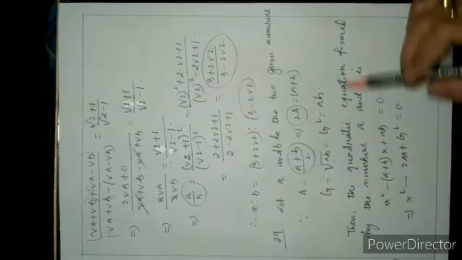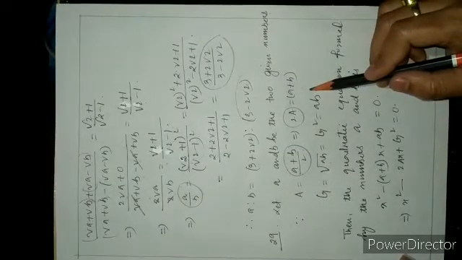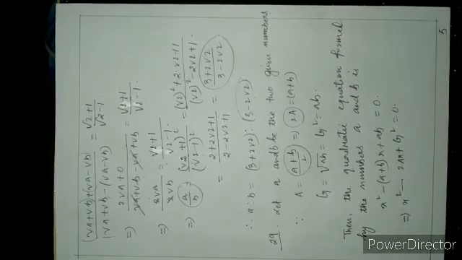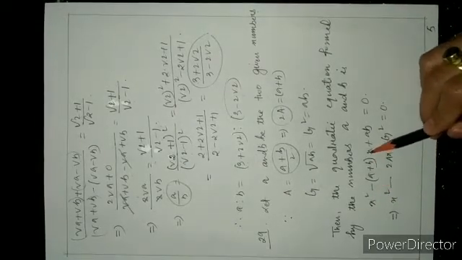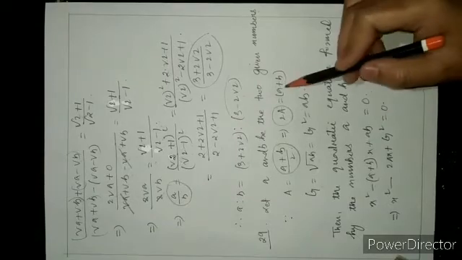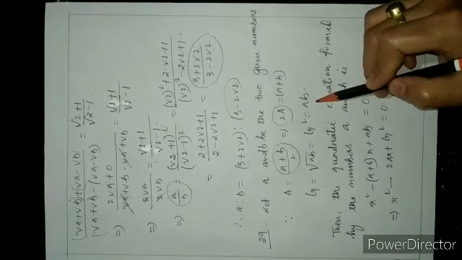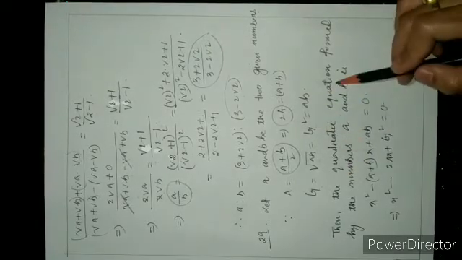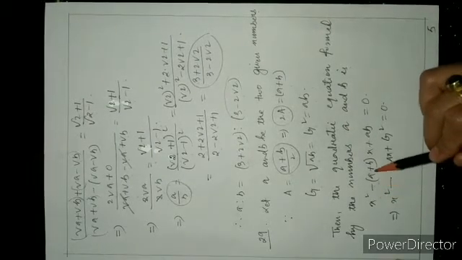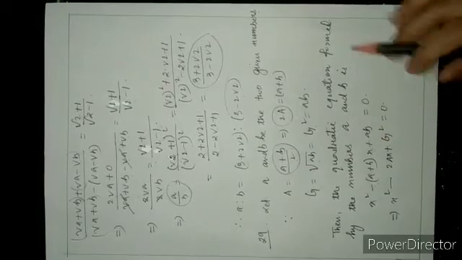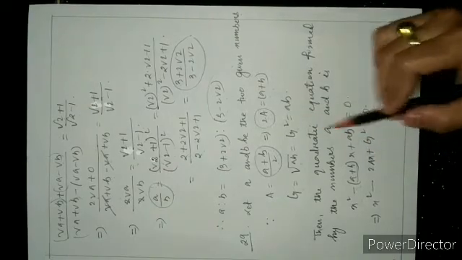In class 10 we studied the formation of a quadratic equation. If alpha and beta are the roots of a quadratic equation, the quadratic equation is x square minus alpha plus beta x plus alpha into beta. Here, the quadratic equation formed by the numbers a and b is x square minus a plus b into x plus ab is equal to 0, and we replace a plus b by 2 times A and ab by Z square.